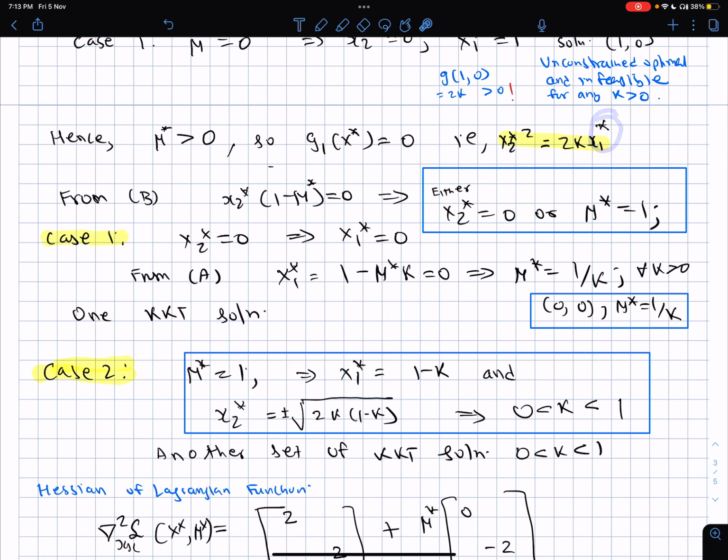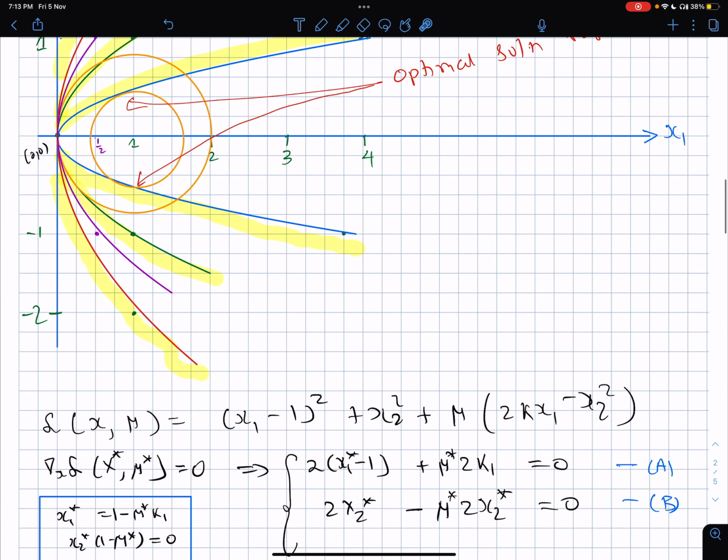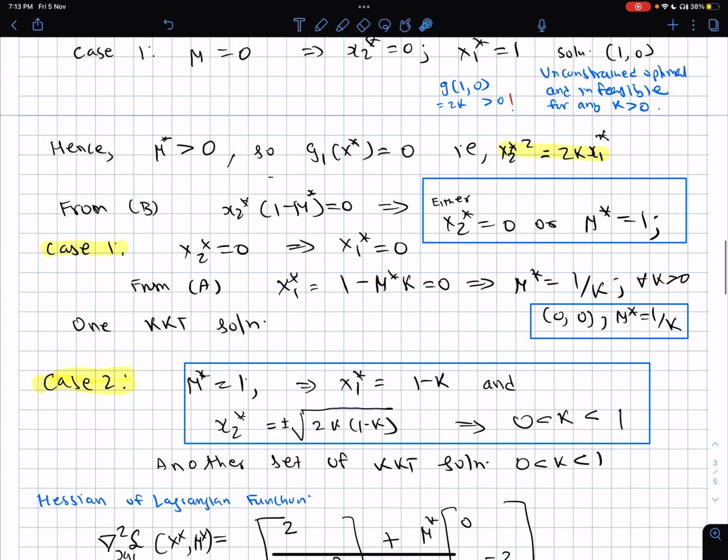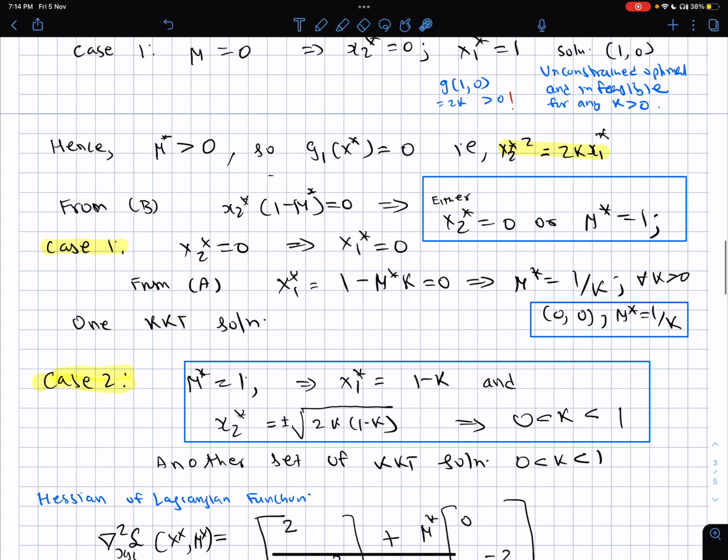K is positive. So what can you say about x1 star? X1 star also becomes equal to 0. So which is the point that you are hitting now? You are hitting this particular point 0 comma 0, which is a feasible point, because independent of k, 0 0 is always a feasible point.